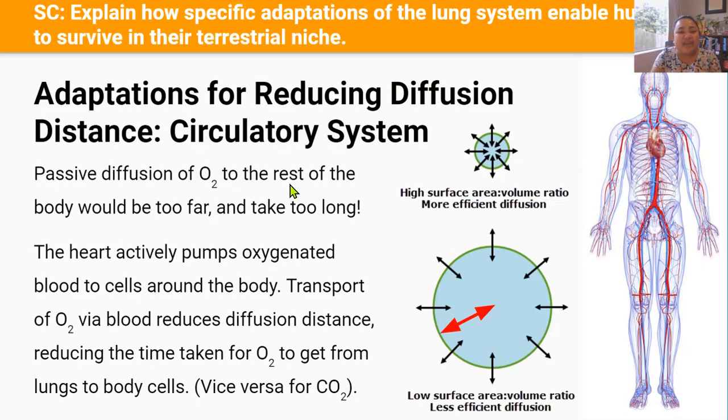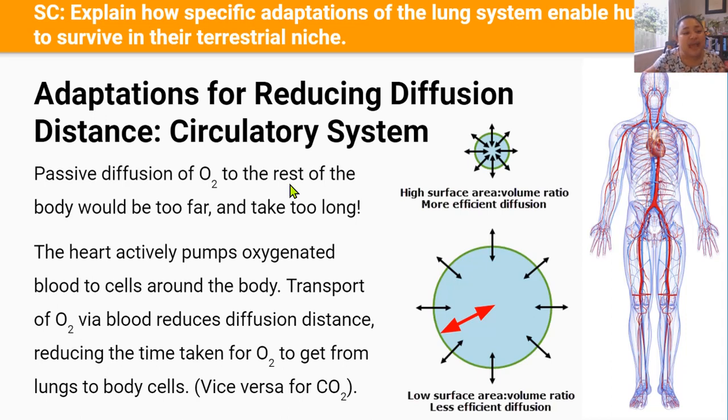Now, have you ever asked yourself why humans need a circulatory system? Why we need a heart? Why we need blood and blood vessels? It's all in the size humans can grow to. Humans are actually really, really large animals compared to, let's say, worms or snails. And remember from previous lessons that as organisms get larger, the diffusion distance gets farther.